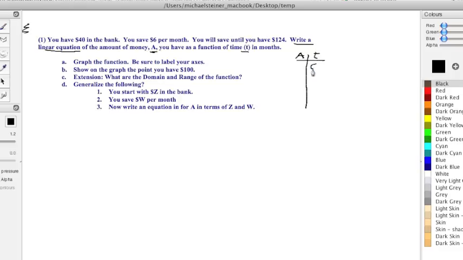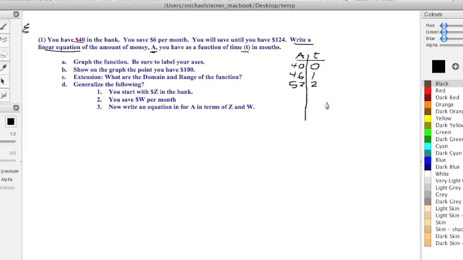At time 0, right now, let's say to start, you have $40. But every month, you're going to save $6. So at time 1, after 1 month, you'll have 46. And after 2 months, you will have 52. And we can keep going here.